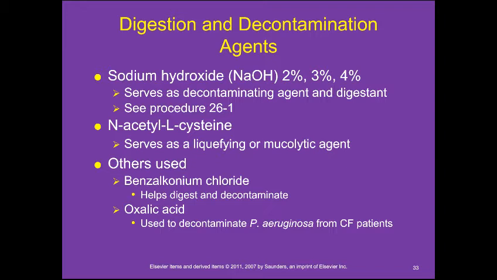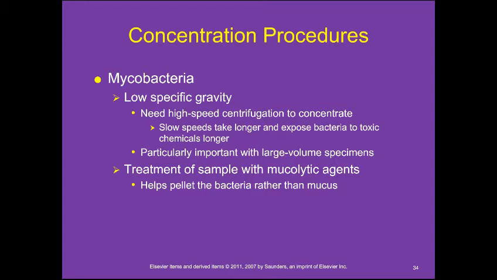If you want to know the procedure, refer to 26-1, which is found in your book. And then NALC, this is N-acetyl L-cysteine. This one serves as a liquefying or mucolytic agent. Others use benzalkonium chloride. This one helps to digest and decontaminate as well. And oxalic acid is used to decontaminate P. aeruginosa in cystic fibrosis patients.